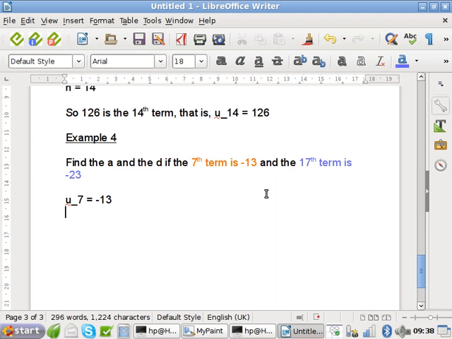The 7th term is this, U7, and that's equal to minus 13. But what's the formula for U7? A plus 6D equals minus 13. So by using the formula, we can say this.